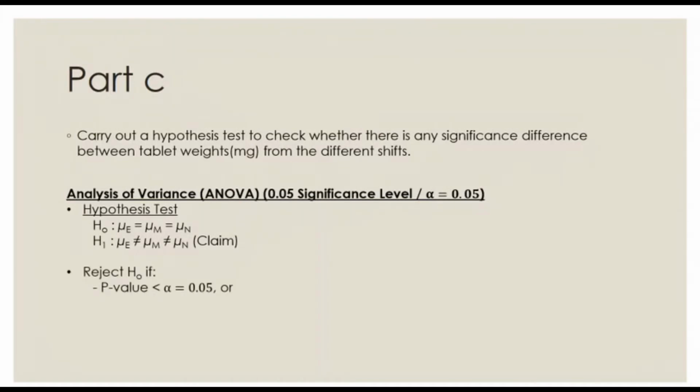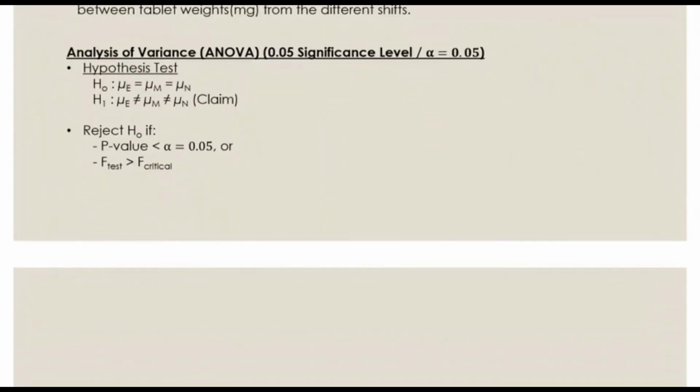And we will reject H null if the p-value is less than alpha equals 0.05, or the F-test value is greater than the F-critical value. Alright, so we're moving on to the next slide.